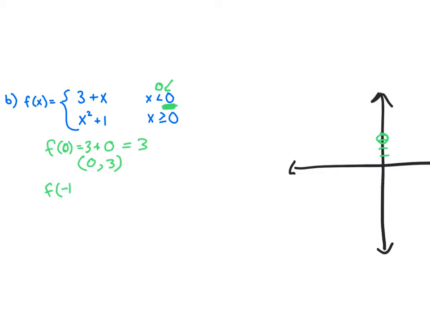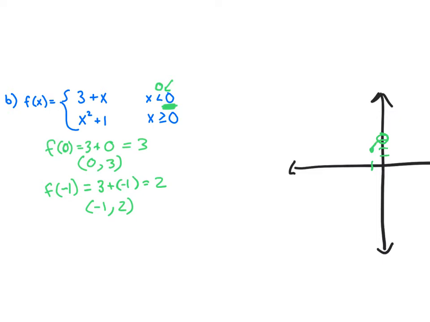-1. It could be anything. I always like to pick the ones close to it because we won't get numbers that are huge. So we have 3 plus -1, which would be 2. So when we plug in -1 for x, we get 2 for y. So our next point, we go to the left 1 and up 2.